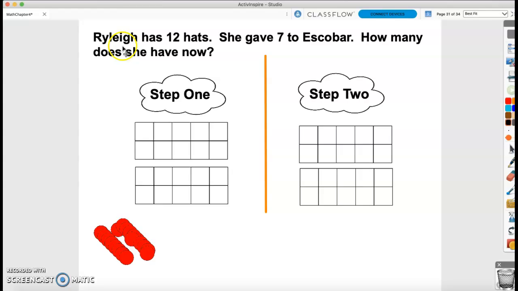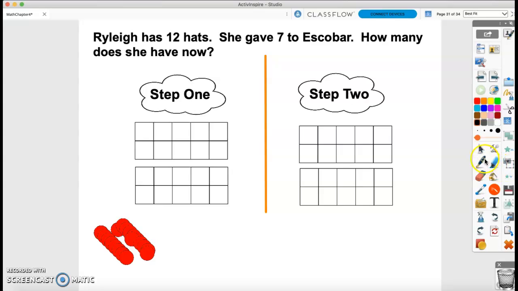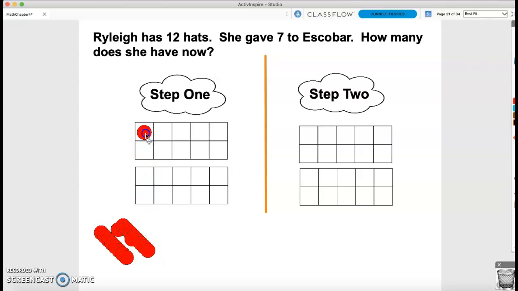It says, Ryleigh has 12 hats. She gave 7 to Escobar. How many does she have now? So we learned how to subtract to 10 to find our answer. So we are going to make 12 first.